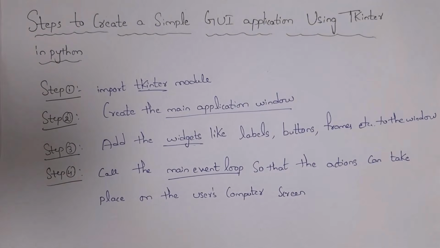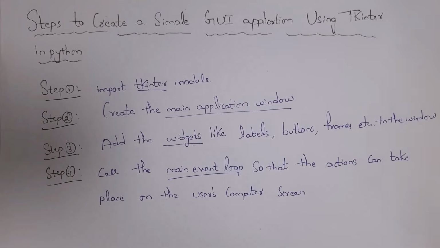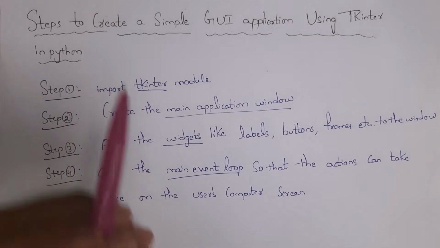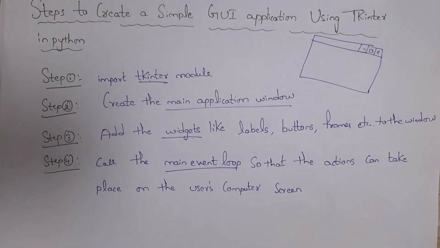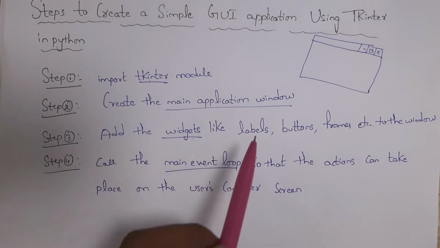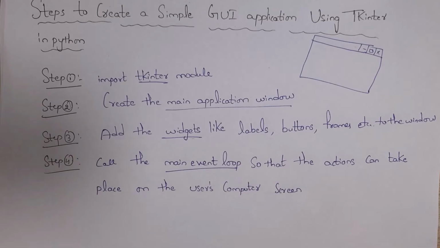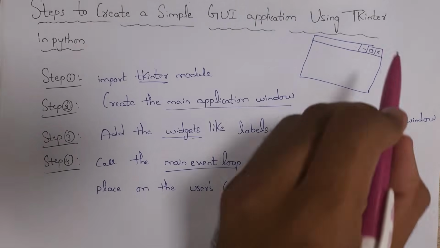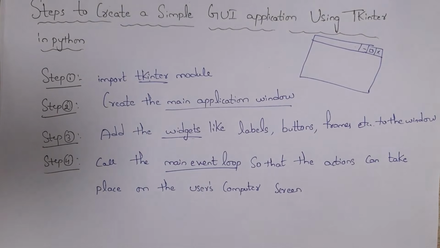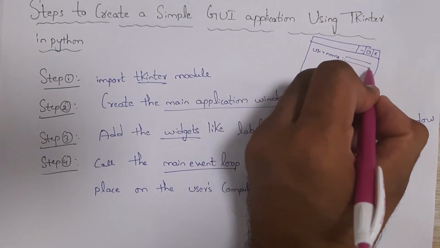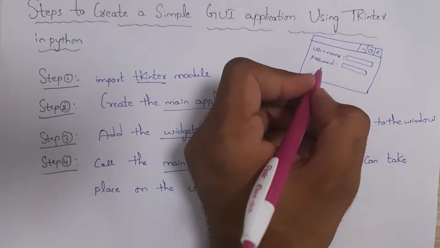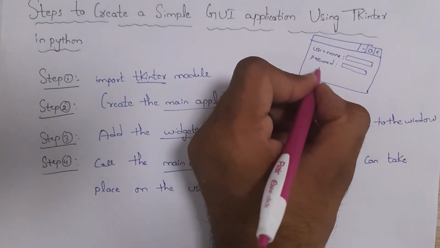There are 4 steps that we need to follow in order to create a GUI application by using the tkinter module. Step 1 is, at first you need to import the tkinter module. The second step is create the main application window. This is an example of a main application window. The third step is add the widgets like labels, buttons, frames, etc. to the window. After creating the main application window, we need to add widgets. For example, you can add a label like username and create a text box here, and similarly you can add a label that is password, and various buttons like login button, submit button, and so on.